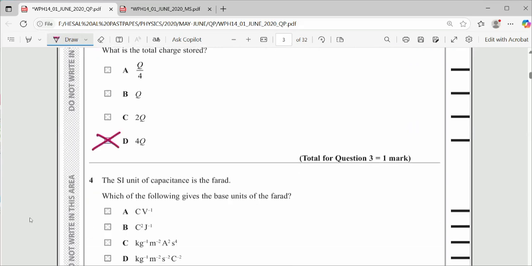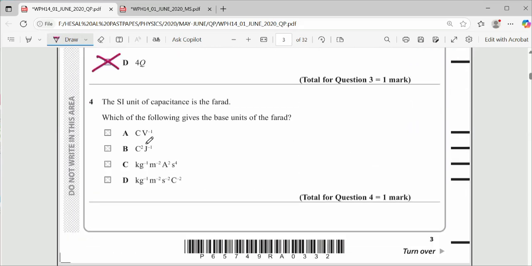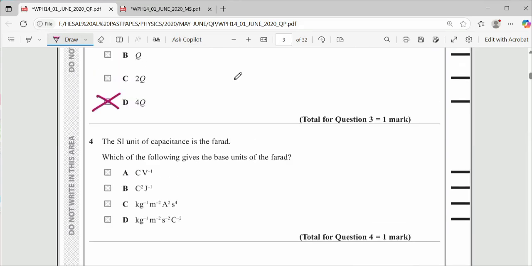Let's move to question number 4. The SI unit of capacitance is the farad. We know it is capital F. Which of the following gives the base unit of the farad? What is the equation I can use in here? C equals Q over V.